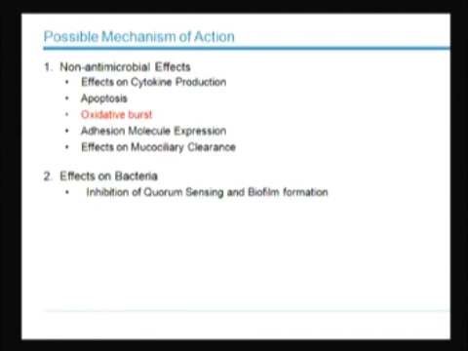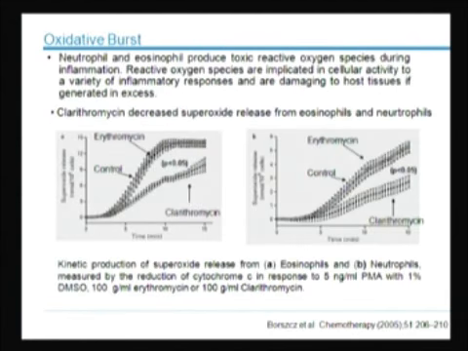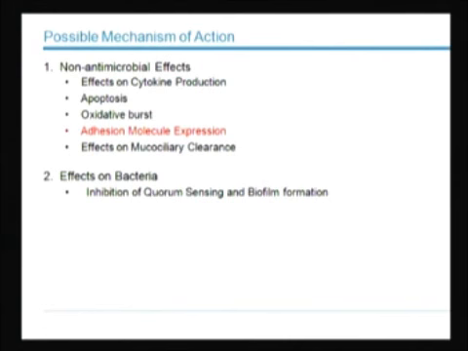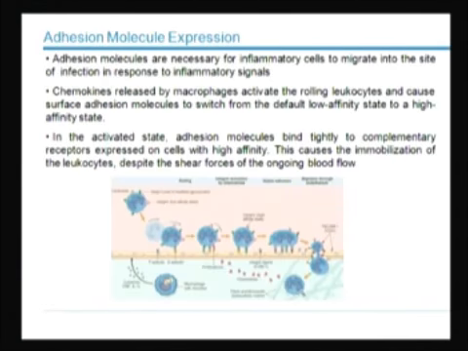Another possible mechanism is an effect on oxidative burst, meaning that studying clarithromycin compared to control and erythromycin, there is a significant effect in reducing the production of toxic reactive oxygen species, which are released by eosinophils and neutrophils in inflammation. What is the effect also on adhesion molecule expression, which is a very interesting change, which is very important to be expressed on the surface of the leukocytes?